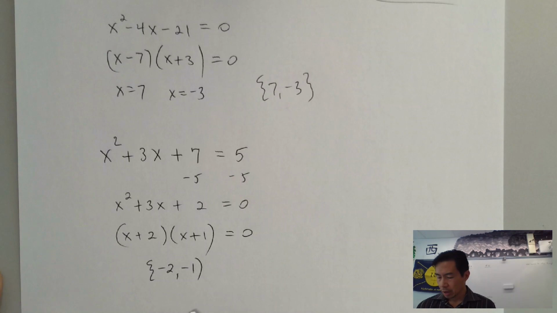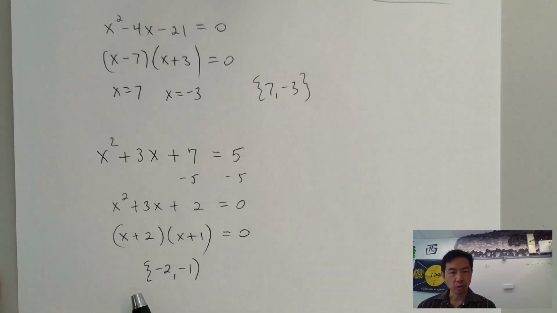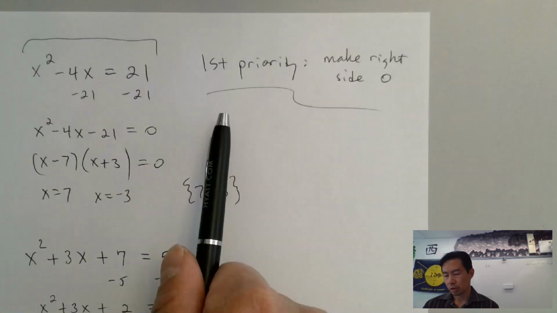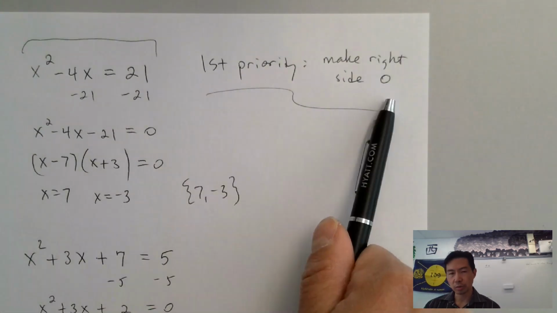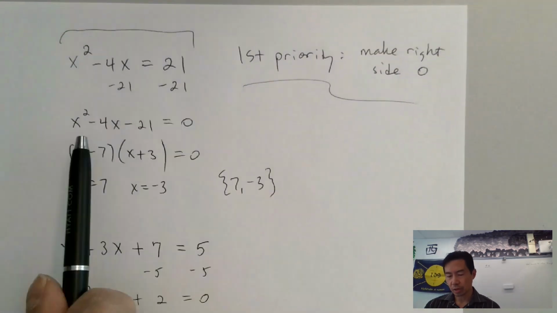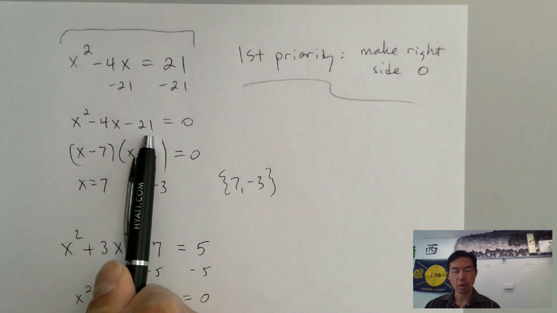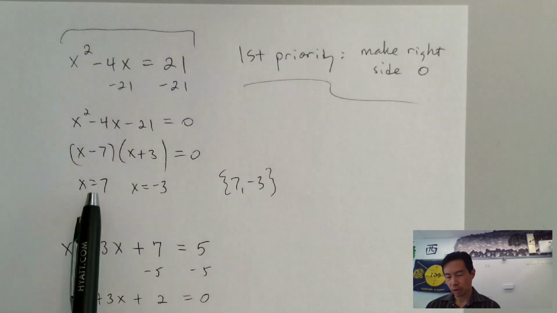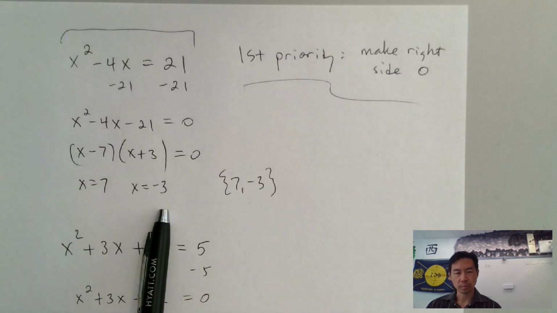Okay, so that is your introduction to solving equations by factoring. Remember, first priority makes right side 0. Once that's done, then factor your polynomial, and for each factor you should have a solution.